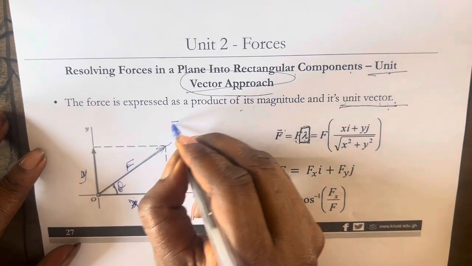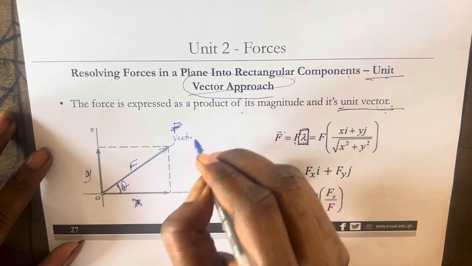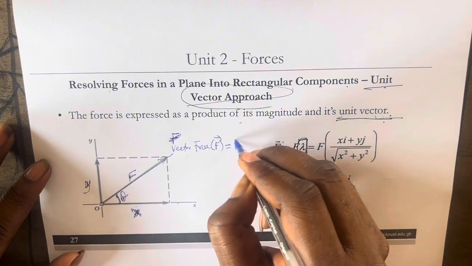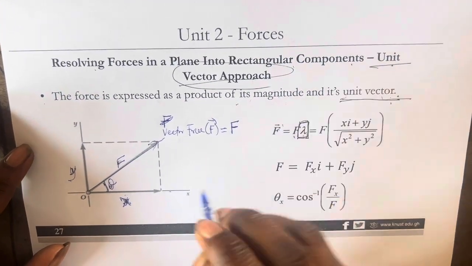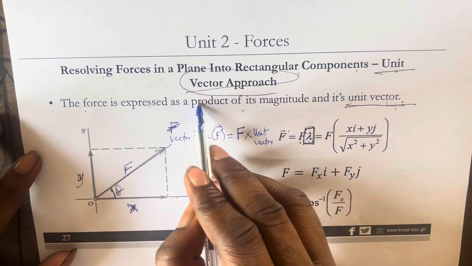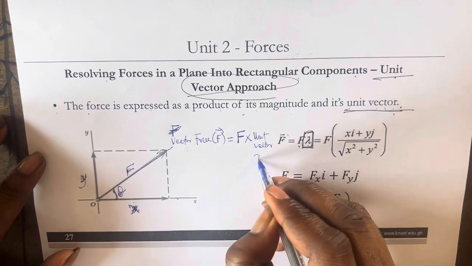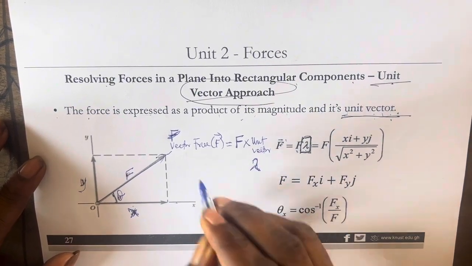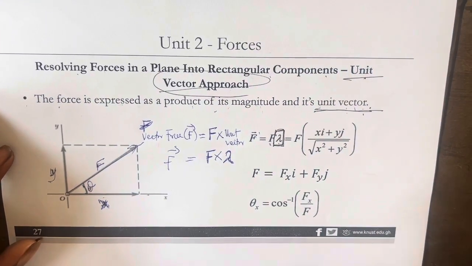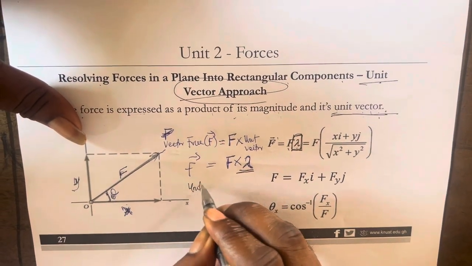So let me do it this way. The vector force F is equal to the magnitude of the force times the unit vector. The force is expressed as the product of its magnitude times the unit vector, and we represent the unit vector with lambda. So the force vector F is equal to the magnitude of force times lambda. And what is the unit vector?